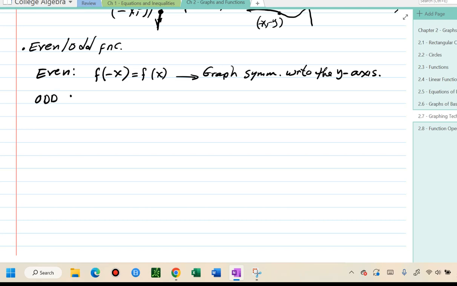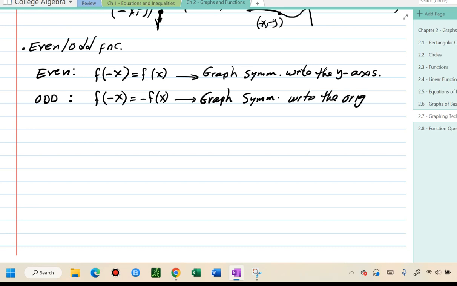What if the function is odd? Well, for odd functions, if you change x to negative x, you get the negative of the original function. So that means the graph would be symmetric with respect to the origin, not the x-axis, the origin.